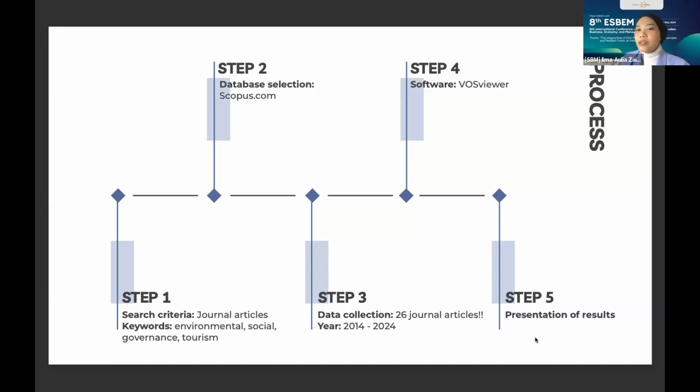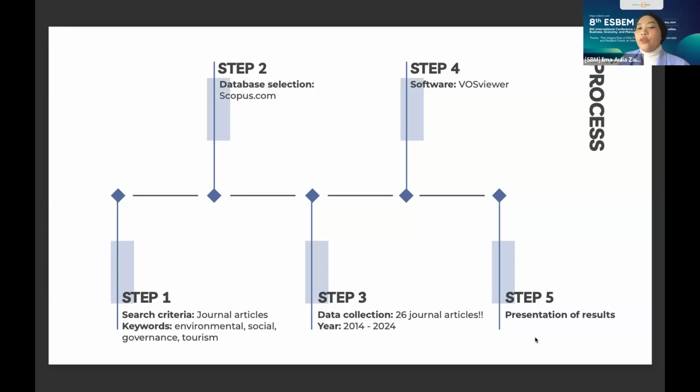findings. On Scopus.com, on step three, as you can see on the screen, I only found 26 journal articles. So it's quite interesting from my side, because I thought in Scopus.com there would be 100 more or even 1,000 or 100,000 articles covering ESG with tourism, but apparently only 26, and it covers 10 years, so 2014 until 2024. So this is what makes it interesting.